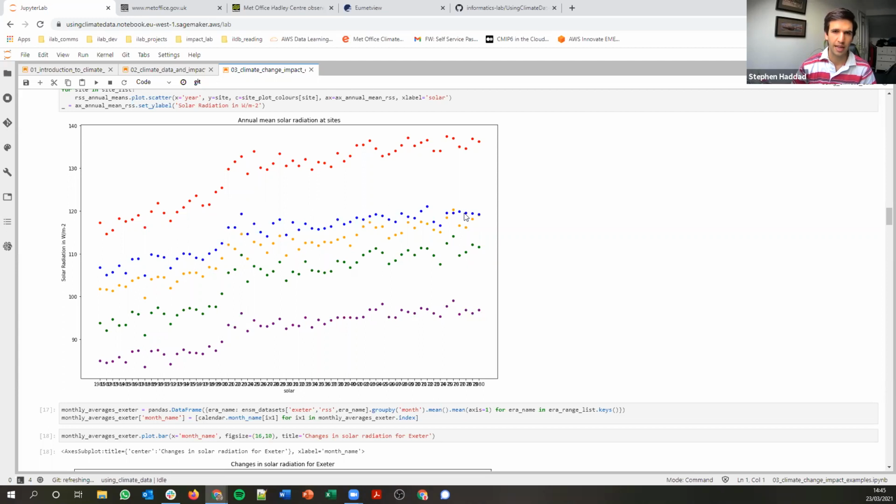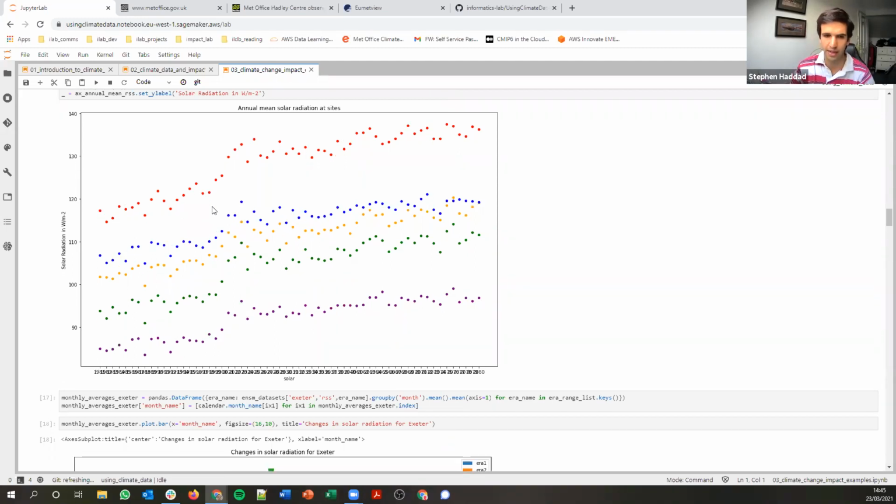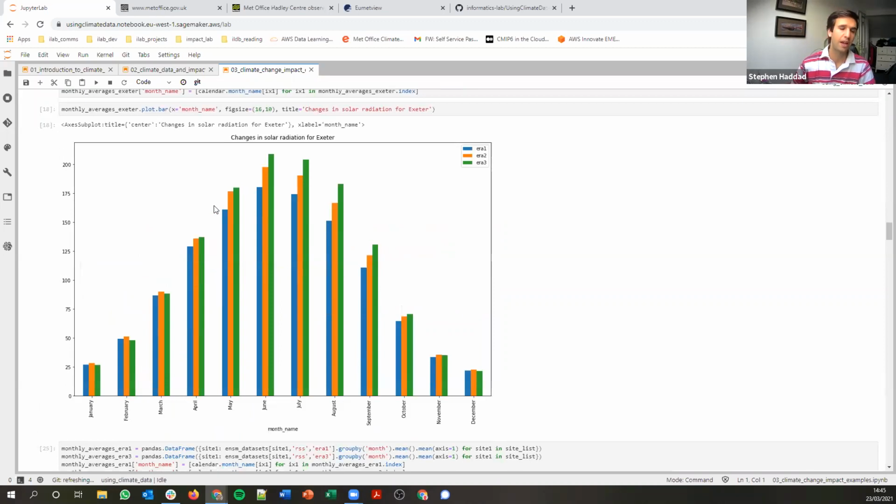So for example, Exeter in 2060 to 2080 is roughly the same capacity as Cambridge was in 1980 to 2000. So we can see how that all changed. Let's look at a particular site though and see how that changed in more detail. Here we have monthly averages of solar radiation at the surface for Exeter for each of our 3 eras. Era 1 is 1980 to 2000, era 2, 2020 to 2040, and era 3, 2060 to 2080.